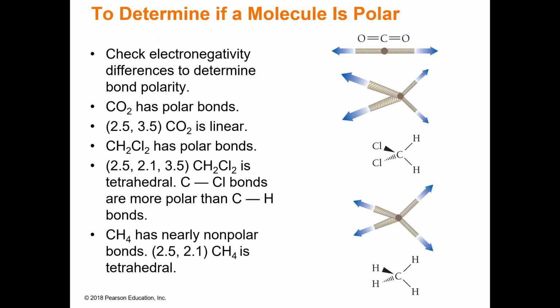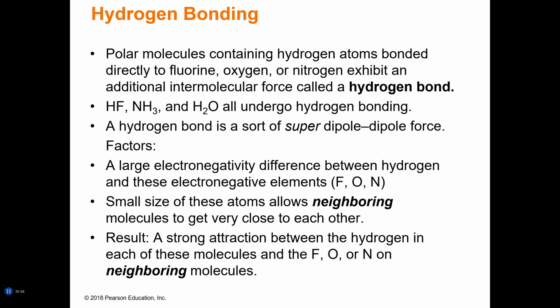CO2: polar bonds between carbon and oxygen, but a linear shape so the dipoles cancel, which means it is a nonpolar molecule. CH2Cl2: polar bonds. The carbon-chlorine bond is more polar than the carbon-hydrogen bond. With a tetrahedral shape, the dipoles don't cancel, so it is a polar molecule. CH4: nearly nonpolar bonds, carbon and hydrogen, with a symmetrical tetrahedron shape, so it is nonpolar. For nurses, understanding polarity helps you predict drug solubility and why some drugs need special carriers or solvents.